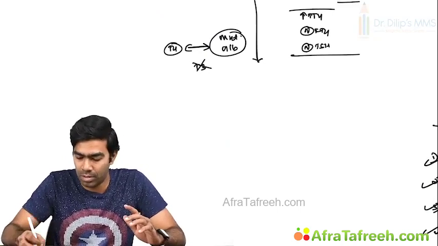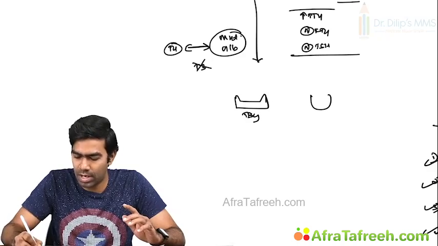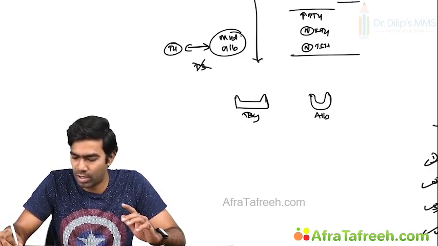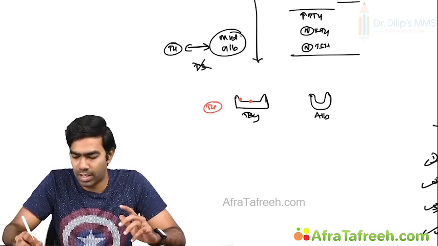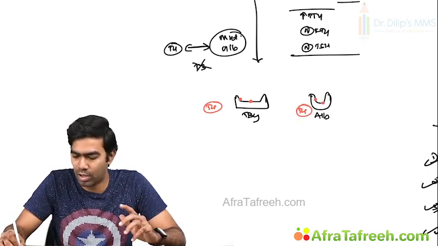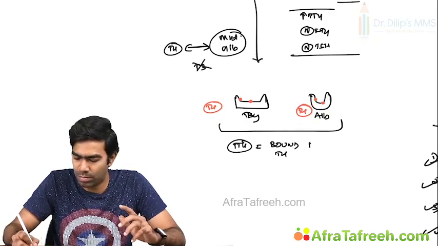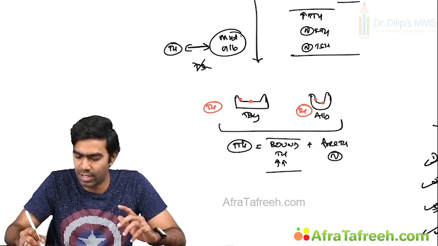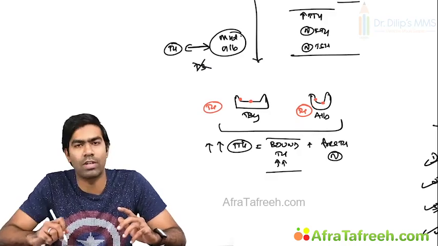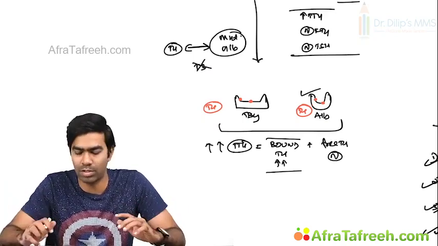Let us see. Let us assume this is the TBG and this is the albumin that is mutated. Normally your TBG only should be carrying thyroxine, but here albumin also starts carrying a lot of thyroxine. When you take a total T4, which is a measurement of bound T4 plus free T4, here the free T4 is normal, but the bound T4 will definitely expand, resulting in increased total T4 as well, because now the albumin is also increasing the binding capacity. Clear? Because this is the mutated albumin.